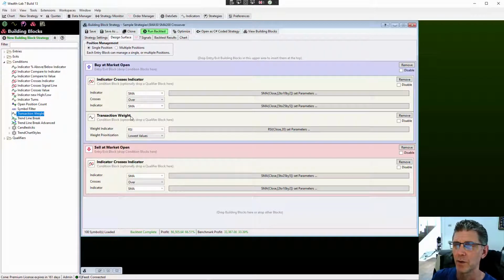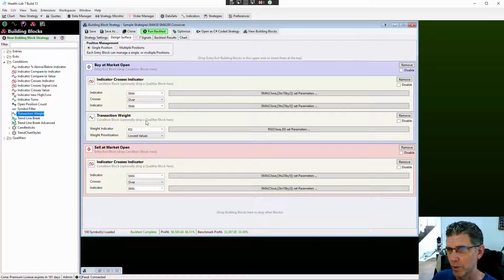Okay, so let's say you have 10 trade candidates, the ones with the highest transaction weight are going to be the ones that are processed first. And when you run out of equity, when you run out of cash or buying power, the ones with the lower transaction weight are going to be thrown out. The thing is, if you don't assign a transaction weight, it's random, and that's why you get random results.